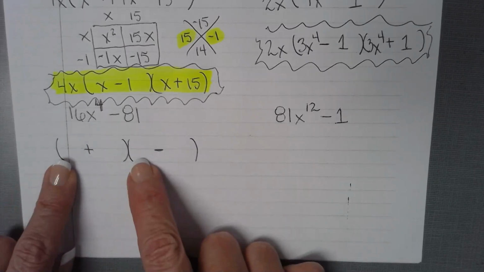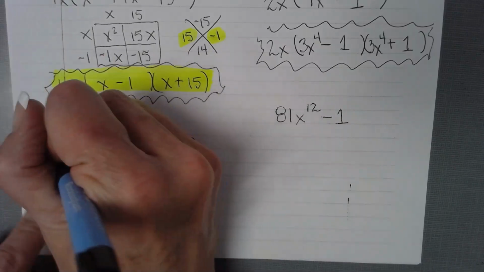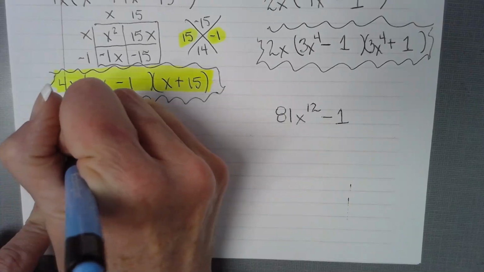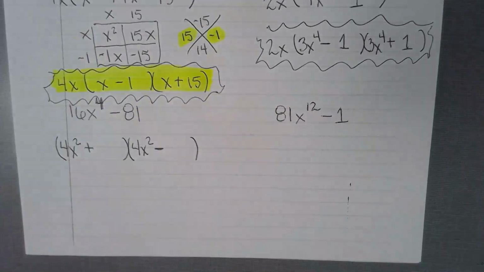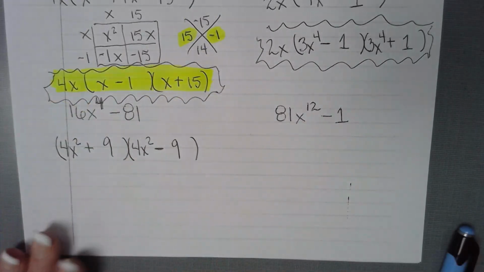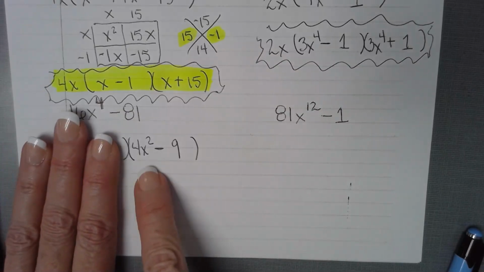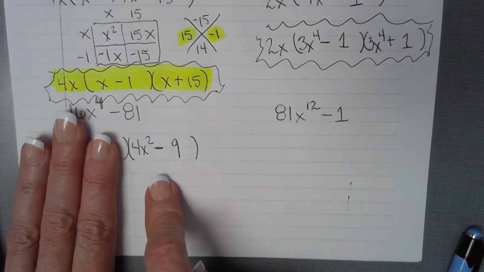Okay, what did you fill in for your front slots? 4x to the power of 2. What did you fill in the last slots? Now, here's your aha moment. Y'all, that's another set of perfect squares. Oh my goodness. That is another set of perfect squares. Look, 9, 4, x squared, and a minus sign. This one can be factored again.